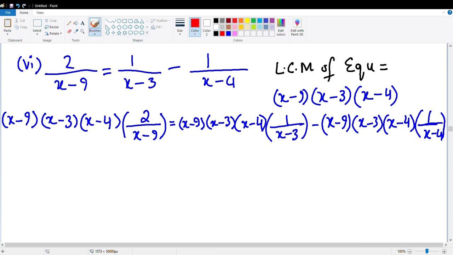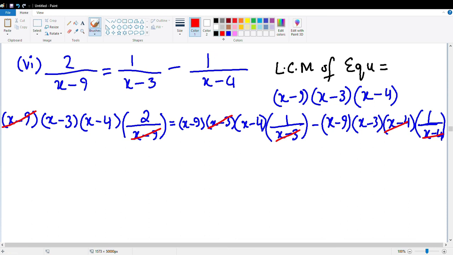So now you can see that x minus 9 will cross out from the first fraction. It's x minus 3, guys. x minus 3 and x minus 3 cross out from the second, and then x minus 4 and x minus 4 cross out from the third fraction.